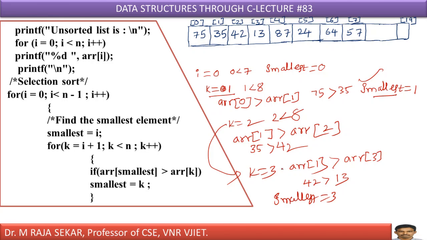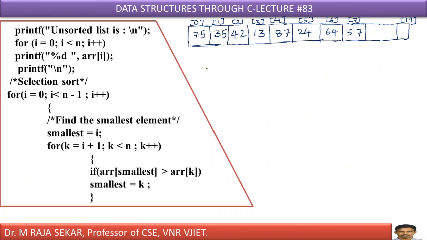Now just remember my k value is 3. Smallest is also 3. Isn't it? Let me erase. k is 3. Let me write k is 3 and the smallest is also 3. Isn't it? Therefore what happens? k plus plus means k becomes 4. 4 less than n. n means what? 8. It's true.